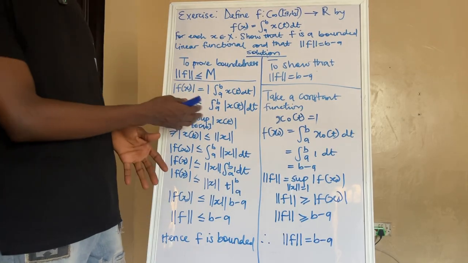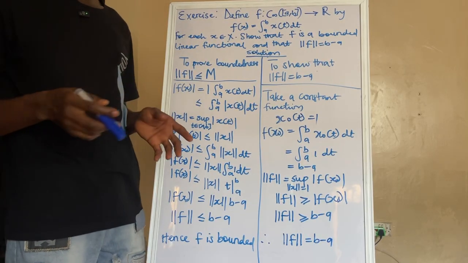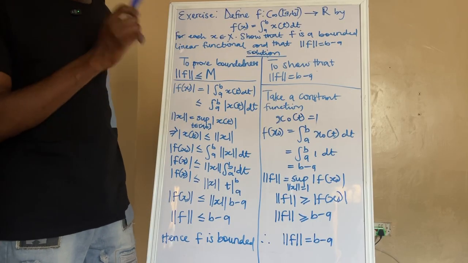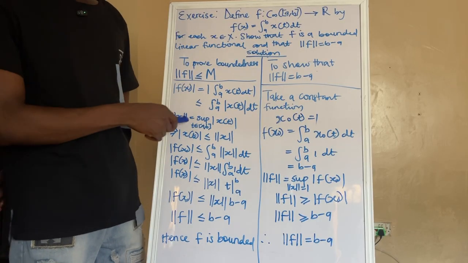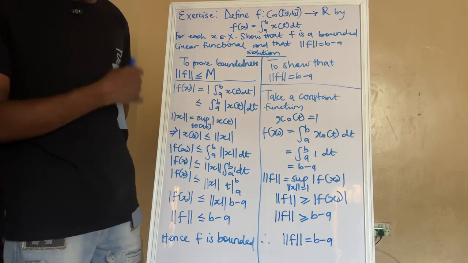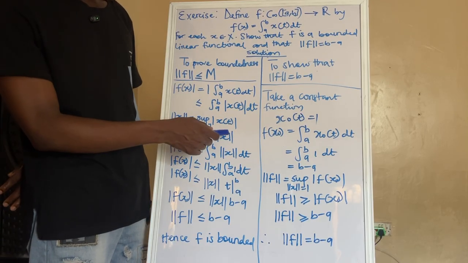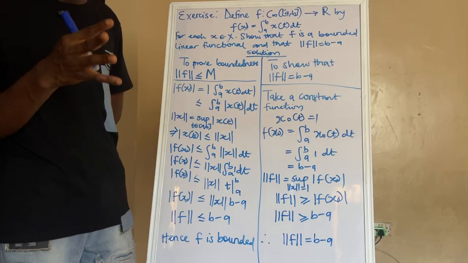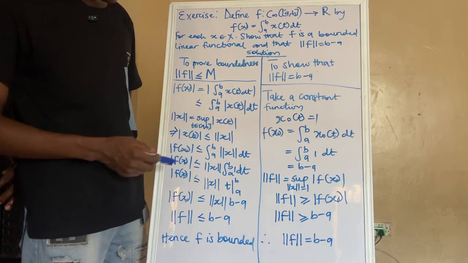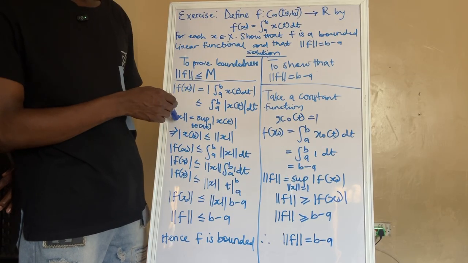Now this is where supremum comes into play again. If you've not seen my previous video about supremum, I think you should watch it because it will help you understand what we're doing here better. Because I know that the norm of x is the supremum of the absolute value of x of t, I can deduce from that, it implies that the absolute value of x of t is less than or equal to the norm of x. How am I able to deduce that? This norm is the supremum, which means that this can only be less than this or equal to this. It cannot be more than this.